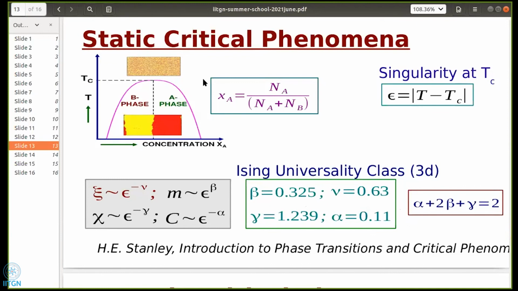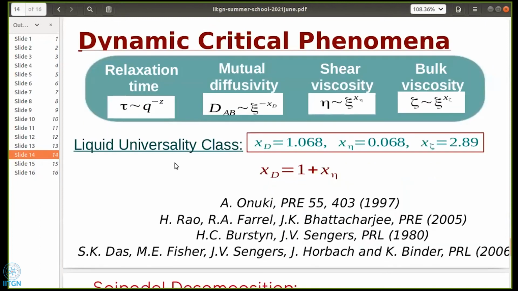Now the question is, what happens if you look at dynamic quantities? By dynamic quantities, I mean the transport properties. For example, if I look at a system and its different kinds of transport properties, you know there is something called viscosity, diffusivity, etc. What does the behavior of those quantities look like close to the critical temperature?